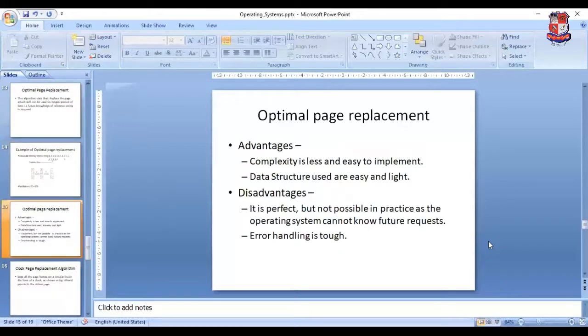Now advantage of optimal page replacement. Complexity is less and easy to implement. Data structure used are easy and light. Now disadvantage is what? It is perfect, but not possible in practice as the operating system cannot know the future request. अगर फ्यूचर में कौन सी रेफरेंस स्ट्रिंग की रिक्वेस्ट है वो नहीं पता है, तो हम उस सिचुएशन में ऑप्टिमल पेज रिप्लेसमेंट यूज नहीं कर सकते. एरर हैंडलिंग इज वेरी टफ.